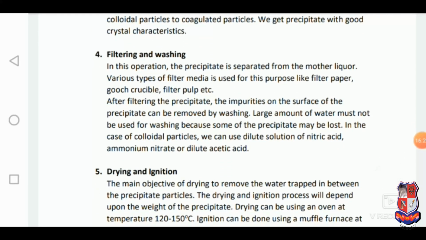Fourth is filtering and washing. In this operation, the precipitate is separated from the mother liquor. Various types of filter media are used for this purpose, like filter paper, Gooch crucible, filter pump, etc.